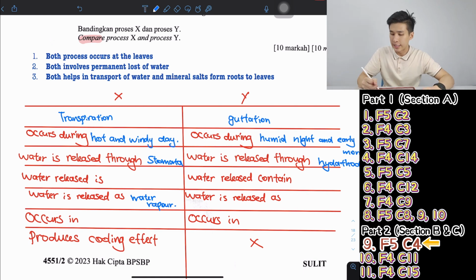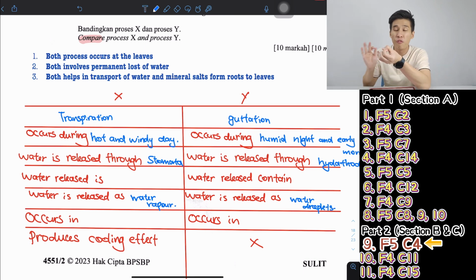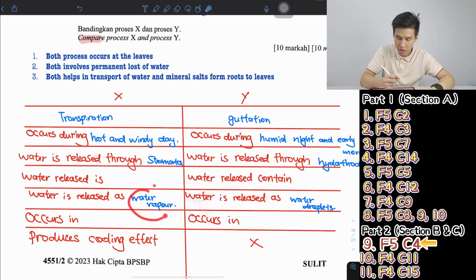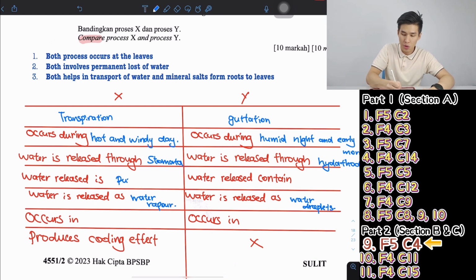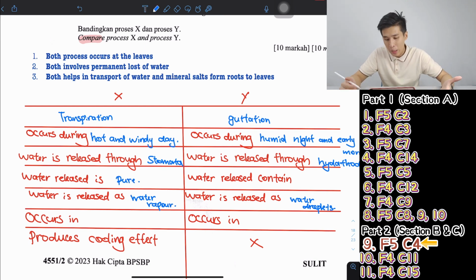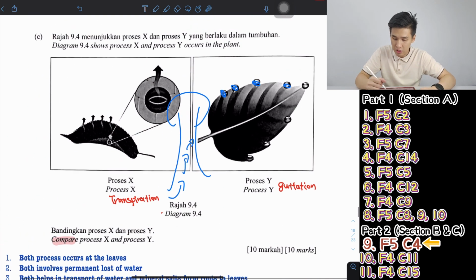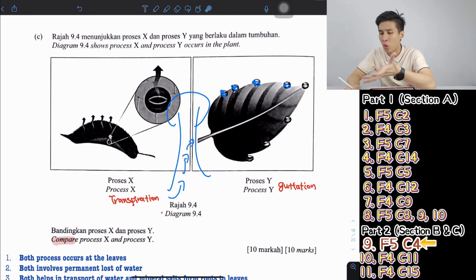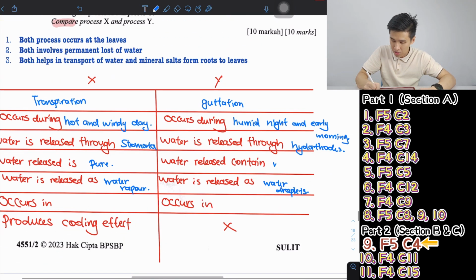For this one, water is released as droplets. So this is not evaporation. Guttation is when you force the water out because there's too much water, like when you go to the toilet and pee. So you can see the water is in the form of droplets because you force it out. Since vapor is pure water, there's nothing in it. But for guttation, since you force the water out, it's like you pee. You force water out from your body. So the water will have dissolved contents, like salt. So here it's the same: you have mineral salts.